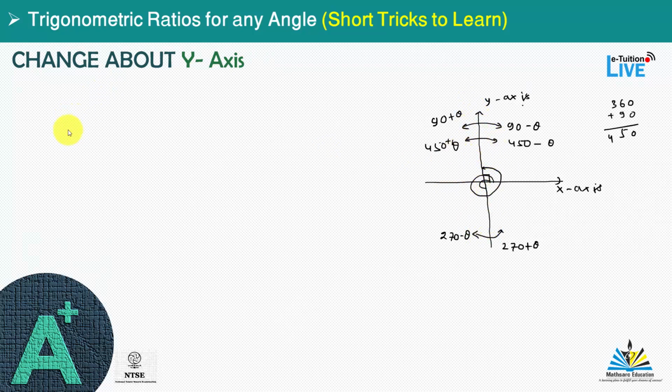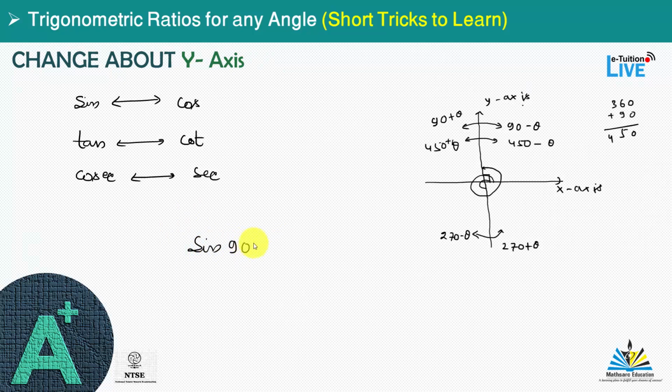So what does it mean? If we change about the y-axis, then sine will convert into cos and cos will convert into sine. You need to remember, you need to change sine into cos and cos into sine. In the same way, tan will change into cot and cot will change into tan. Another one, cosec will change into sec and sec will change into cosec. So these trigonometric ratios will interchange if we have a formula related to the y-axis.